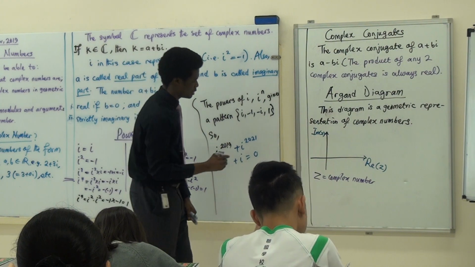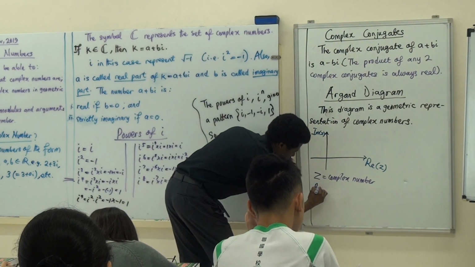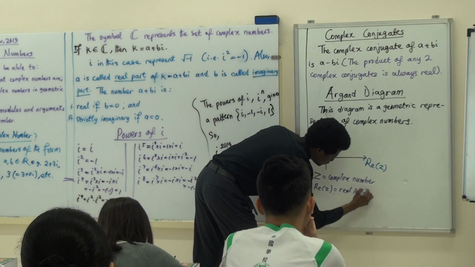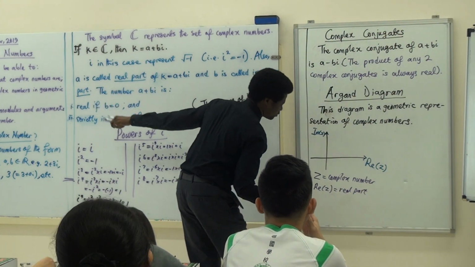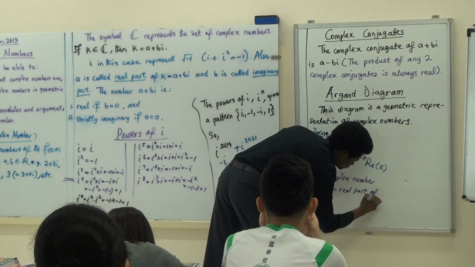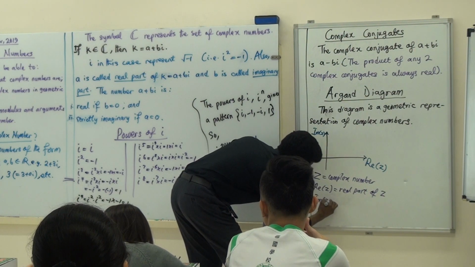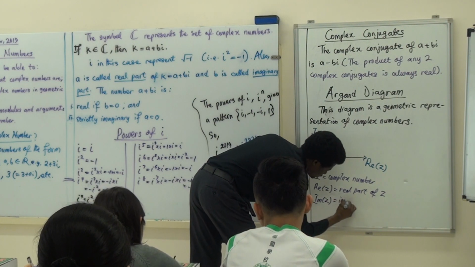You're going to do that in your university stage. So Re(z) means the real part of z. From the first definition, what is Re(z)? A. And what is the imaginary part of z? Good. This is just a symbol.